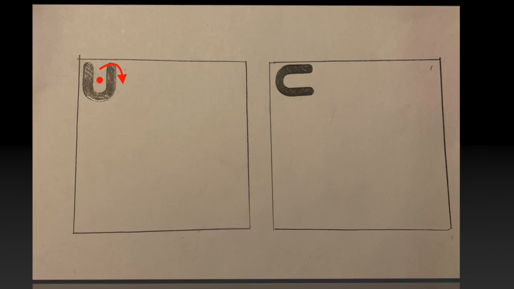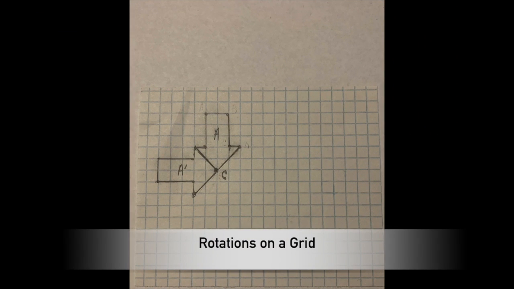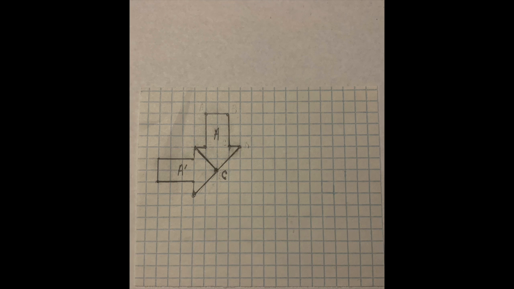When describing a rotation on a grid, you have to pay attention to more detail. You need to know the direction, the distance, and the center of rotation. Here we can see the center is point C. We can see that the shape is turning to the left or counterclockwise to go from A to A prime. And we can see that there is a 90-degree angle that is created, which means it turned 90 degrees counterclockwise around center C.